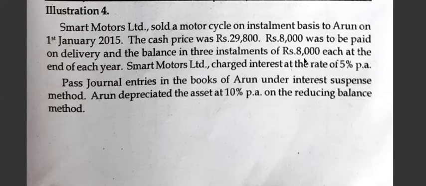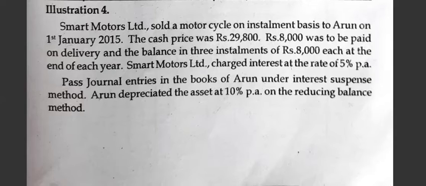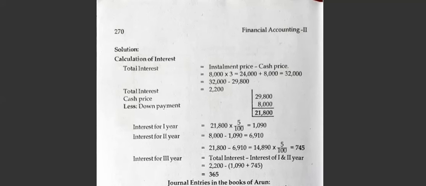So you have installment amount and cash price, you have interest rate also, and pass the journal entries in the books of Arun under interest suspense account and depreciation in the reducing balance method. Okay, so let us go through the problem. Before the calculation on journal entries, you have to calculate the interest. Now how to calculate the interest? There are four cases to calculate the interest.